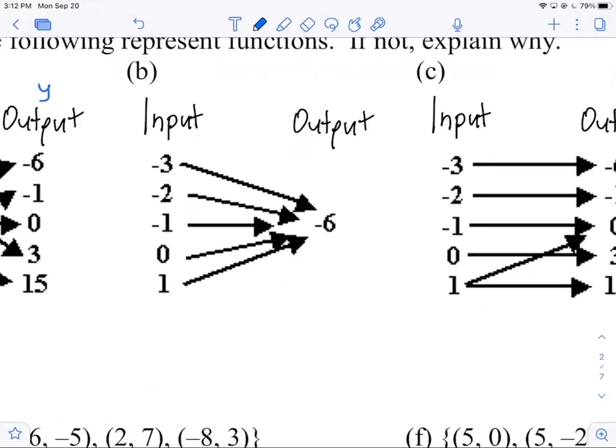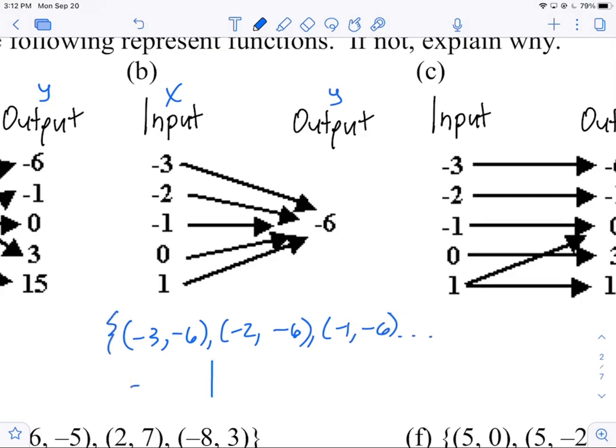Look what happens on B. You have one Y value. It's got all the arrows going to it. What a popular -6, huh? Is that representing a function? Well, let's see. Let's write this as an ordered pair. If we think of inputs as X and outputs as Y, this would be the ordered pair -3, -6, and then -2, -6, and then -1, -6, so on and so forth.